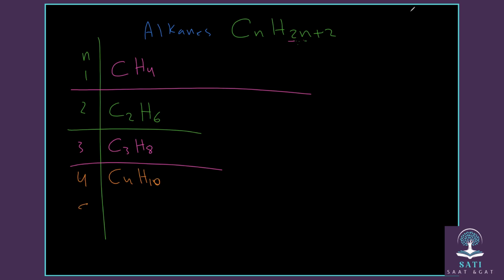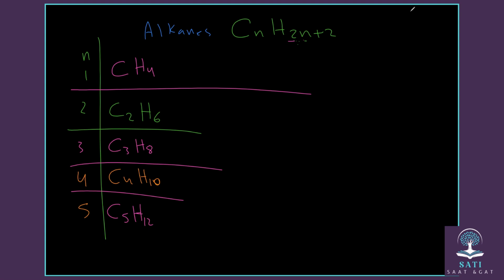What about when n is 5? When it is 5, it's going to be C5, and here H is going to be 5 times 2. It's going to be 10 plus 2 is going to be what? It's going to be 12. Okay, what are the names of these now?